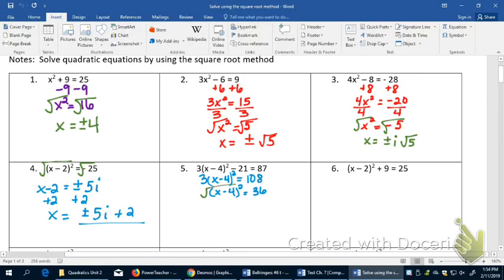Then you want to take the square root on both sides. So what's the square root of (x minus 4) squared? Well, what happens with the square root and the square? So you get x minus 4 over here. The square root of 36 is 6. Don't forget your plus or minus.